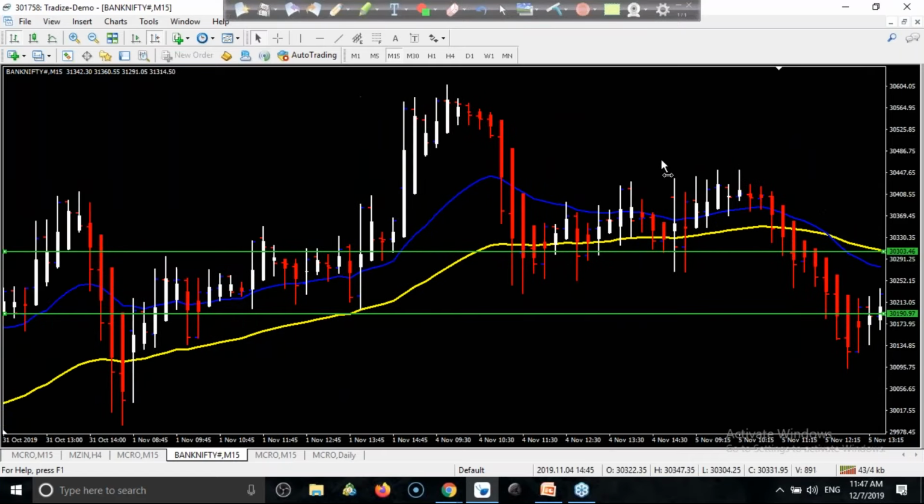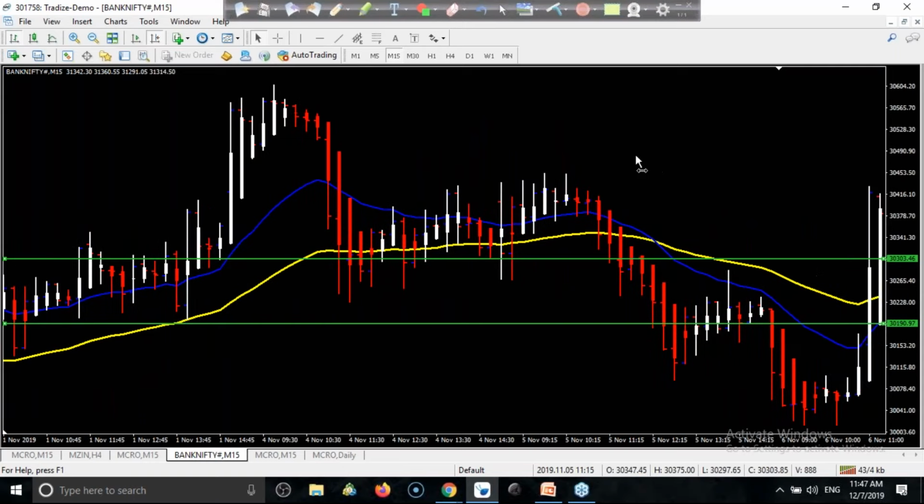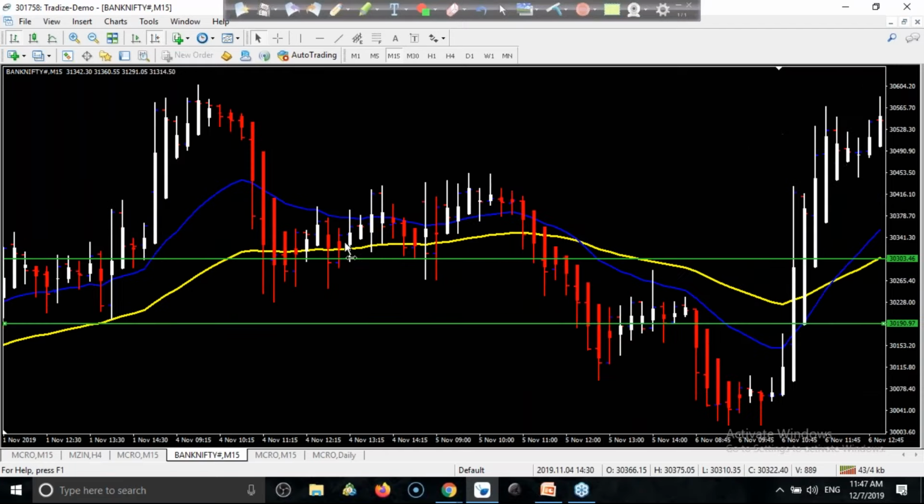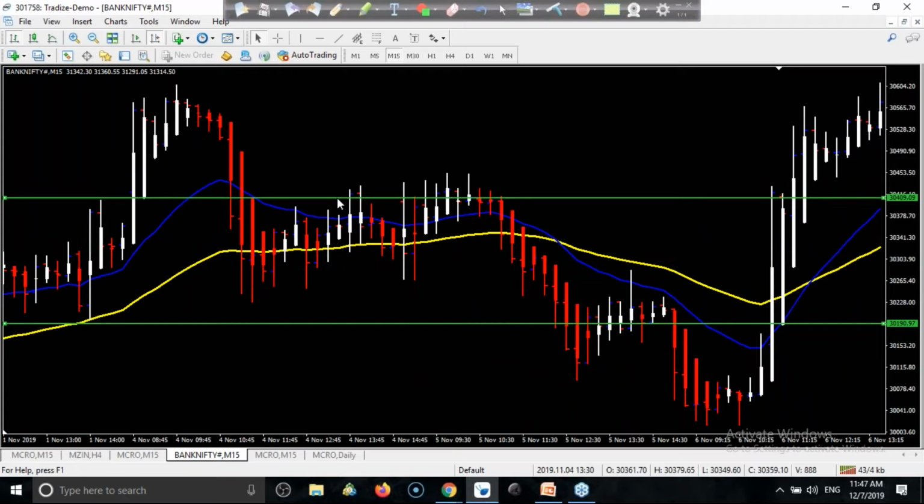Now here is the big question. Most of the people are confused here in this area. So here we have seen this is the last candle. Let me show you the last candle. Where is the last candle? Sorry, let me show you. This is the last candle.